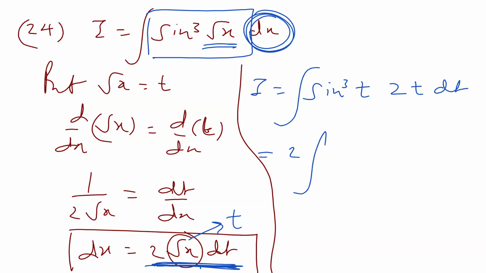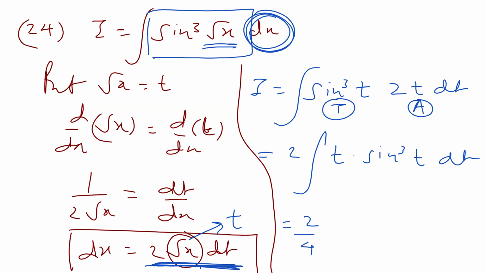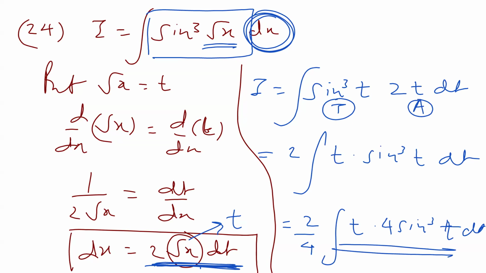You can take 2 outside. This is algebraic and this is trigonometric. Sine cube is trigonometric. So t into sine cube t. Multiply and divide with 4. Whenever cube is there, we multiply and divide with 4. This we have learned in Indef 1. So this is going to be half t into 4 sine cube t.